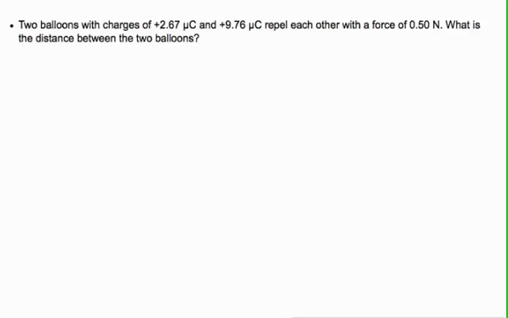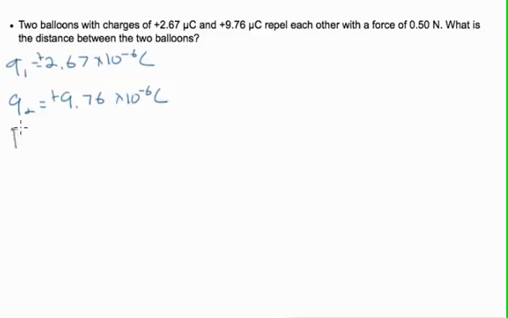In this case we have two balloons and they have a charge of positive 2.67 times 10 to the negative 6 coulombs, because we're just converting out of the microcoulombs, and 9.76 times 10 to the negative 6 coulombs. And because of their similar charges, they're going to repel each other with a force of 0.50 newtons. What is the distance? So this one's asking us for a different value.